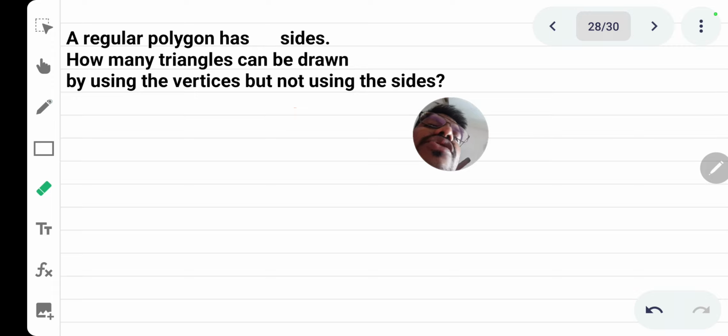So let me change this 20 to 10. So a polygon has 10 sides. How many triangles can be drawn by using the vertices but not by using the sides? Simple. So you have a polygon in which there are 10 vertices, right? Okay, and you have to select 3 vertices which are non-consecutive.